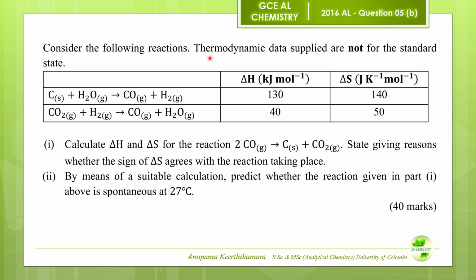Following reactions. Thermodynamic data supplied are not for the standard state. During the first reaction, solid carbon reacts with water vapor and produce gaseous carbon monoxide and gaseous hydrogen. During the second reaction, gaseous carbon dioxide reacts with gaseous hydrogen and produce gaseous carbon monoxide and water vapor. Enthalpy change and entropy change of these two reactions are given.